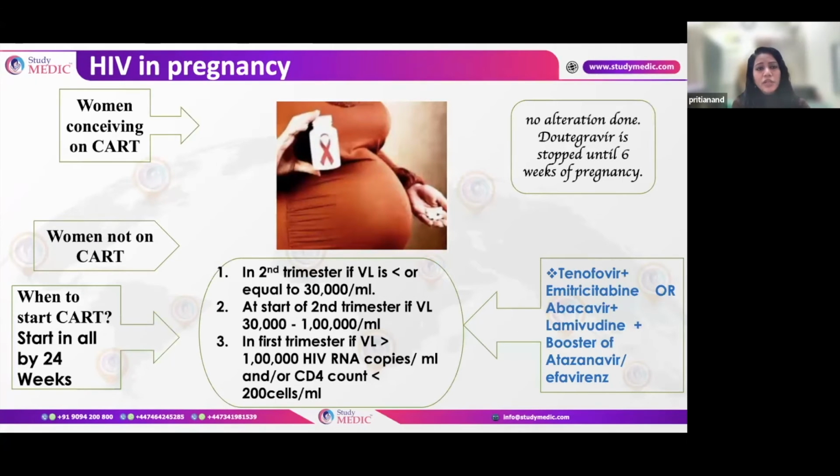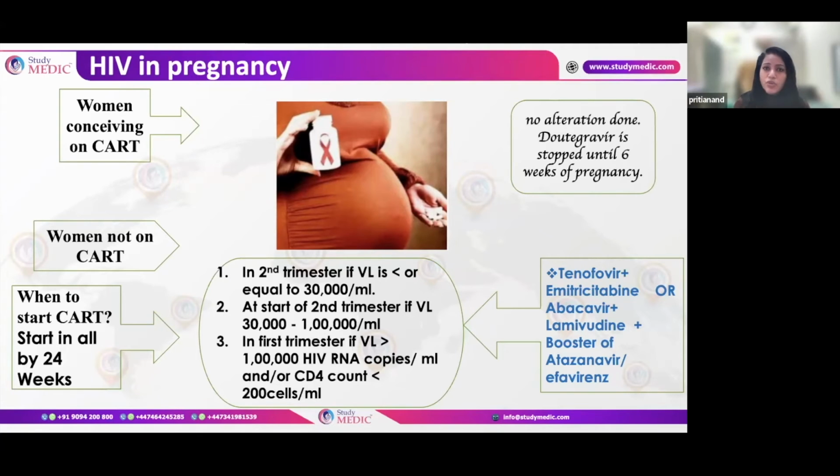Coming to HIV in pregnancy, again, a very important thing for your exam. HIV treatment in pregnancy depends upon the viral load. If the patient is already a known case of HIV, then you can talk with the HIV specialist, because most of the drugs are actually safe except dolutegravir. Dolutegravir you need to stop till 6 weeks of pregnancy. But if the patient wants to continue, you have to give it to her. It carries a high risk of neural tube defects, which is again an SBA for your exam.